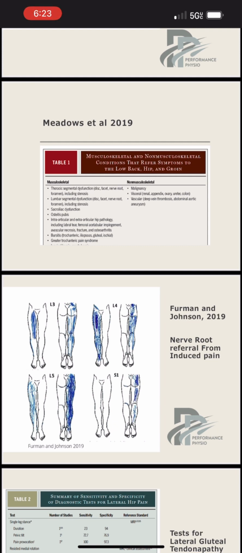L4 similarly into the front of the thigh and the back of the thigh and calf. L5 stronger referral into the back of the gluteal and thigh region, as well as S1 mostly in the buttock and back of the thigh and calf region.